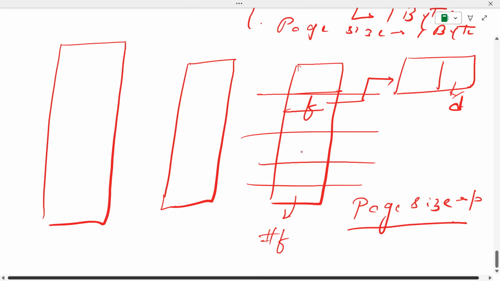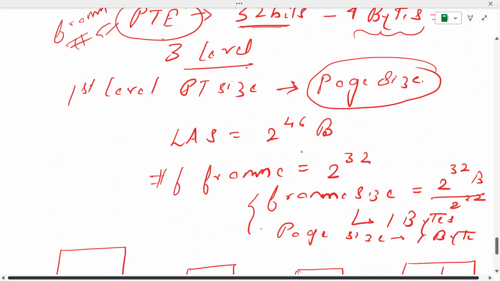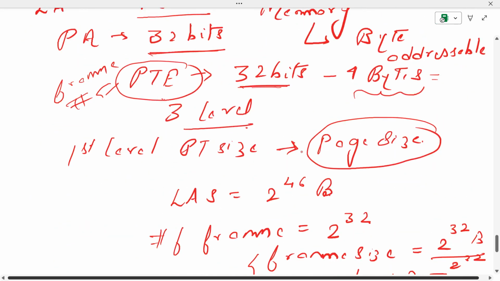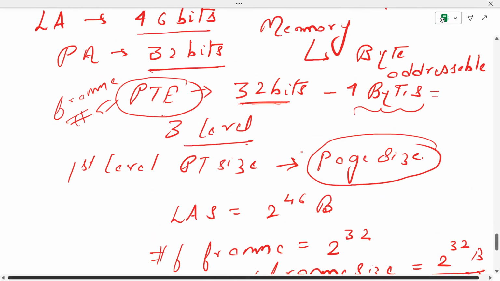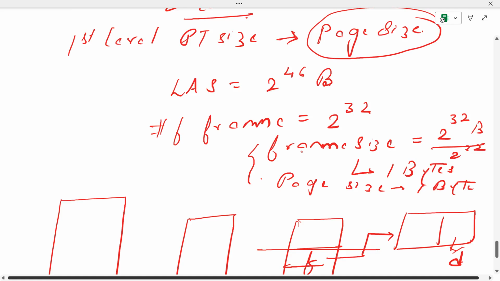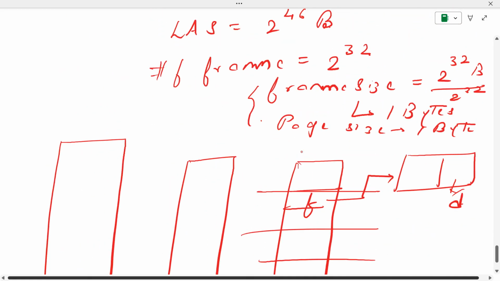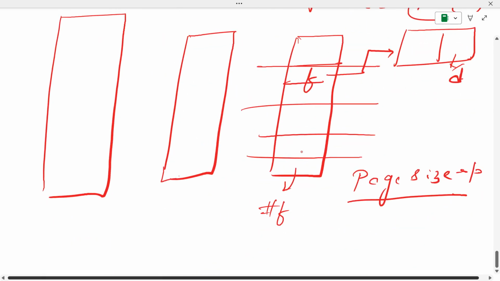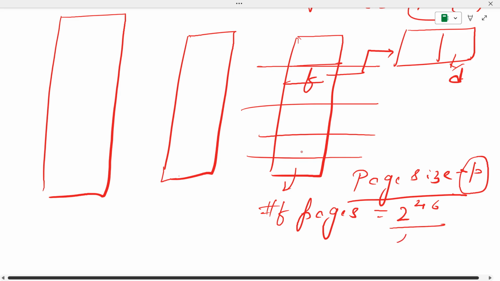Okay, so this is the third level, and the total number of LA is equal to 46 bit, right? So the total number of pages, and we have calculated the page size, that is equal to 1 byte, right? So the total number of pages in this would be 2 raised to the power 46. And let's say we have divided into P size pages, so it is P.